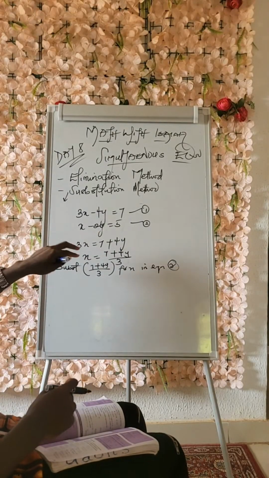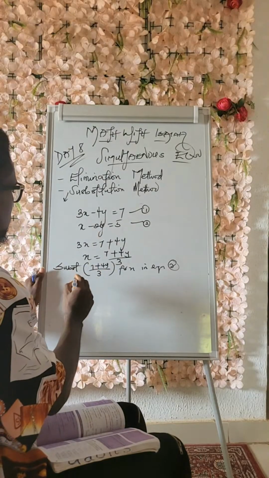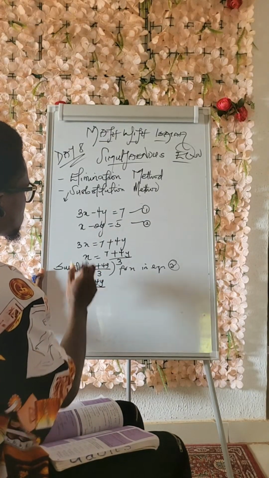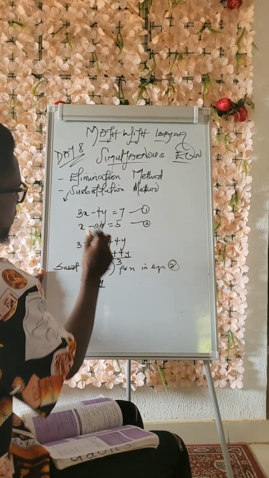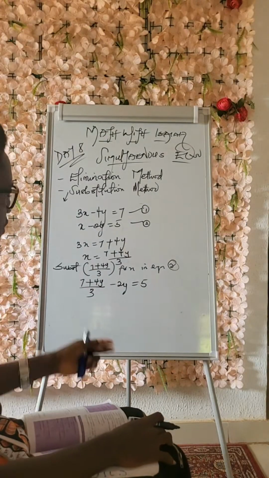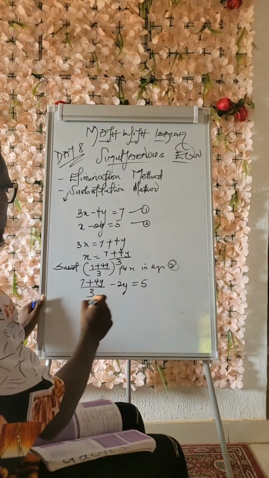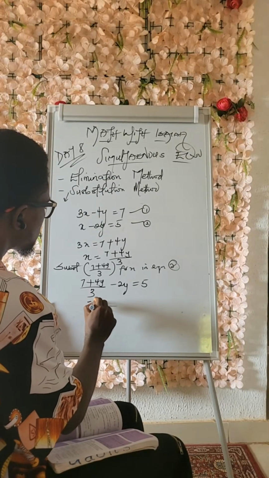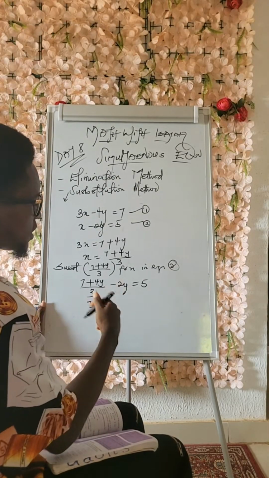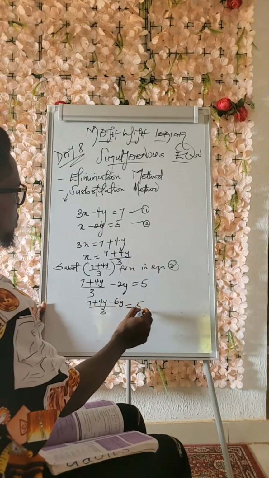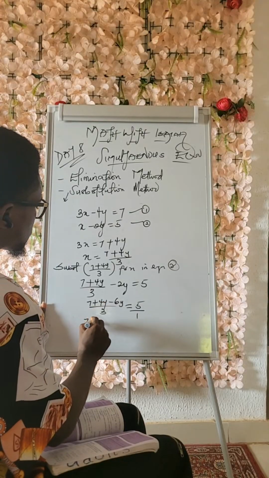So anywhere you see x, you are putting this. So you have 7 plus 4y over 3. That's x now. Minus 2y equals 5. Now how do you solve this? You have to solve this using normal LCM. I'm sure you all know that. So what do you have? You have 3. 7 plus 4y. 3 in 1. 6y equals 5. Cross multiply.